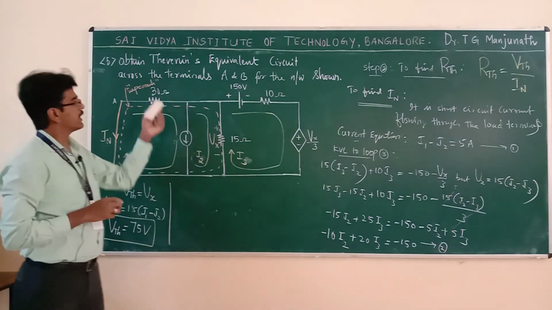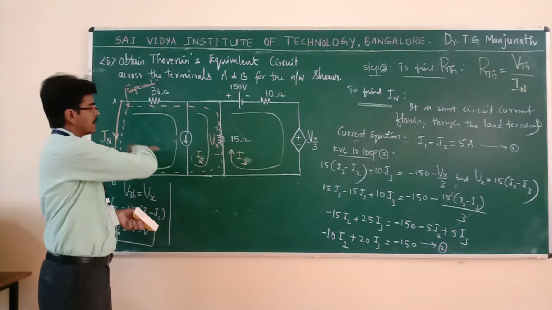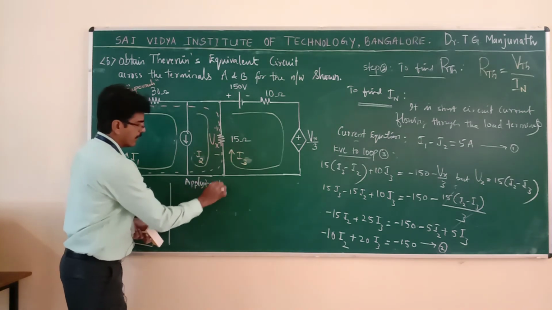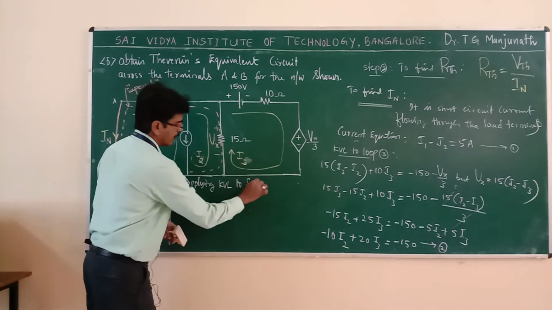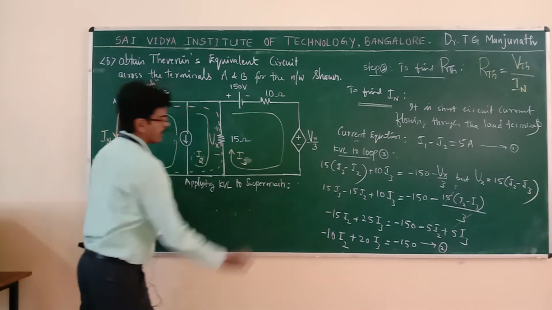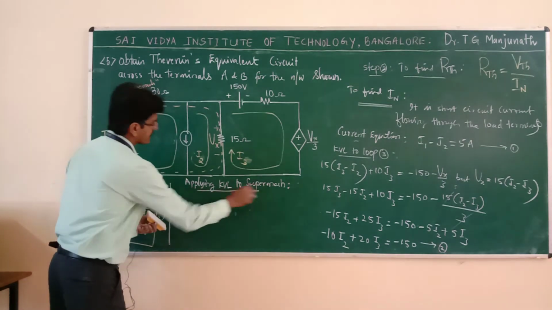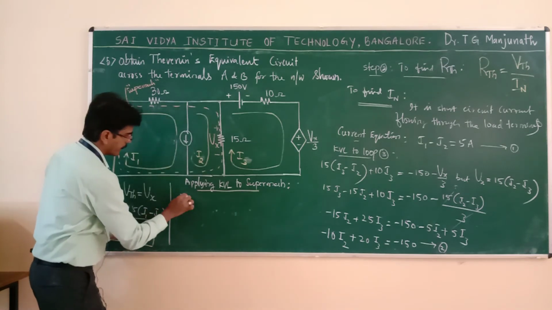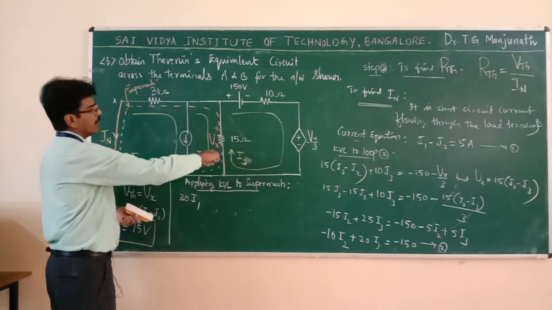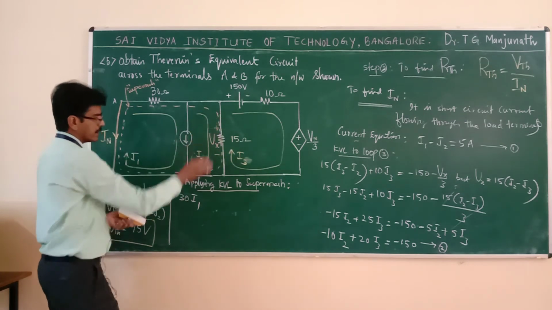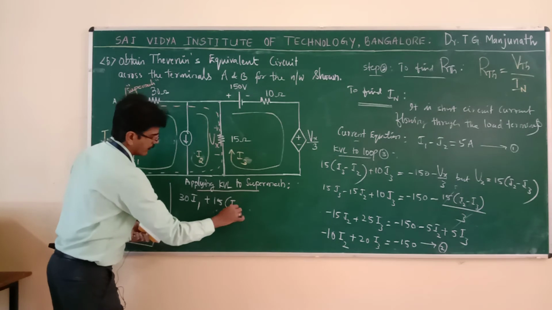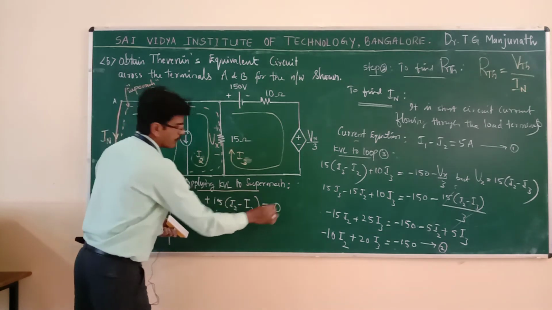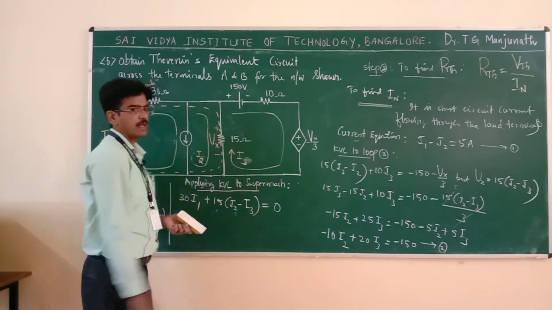Now, let us apply KVL to this super mesh. So, this loop is considered as super mesh. Applying KVL to super mesh: 30 I1. Which current is flowing here? I1. So, 30 I1. Now, 15 (I2 minus I3) is equal to what? Is equal to 0. Why 0? Because in this loop we do not have any voltage source.